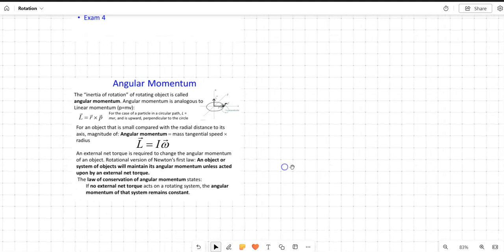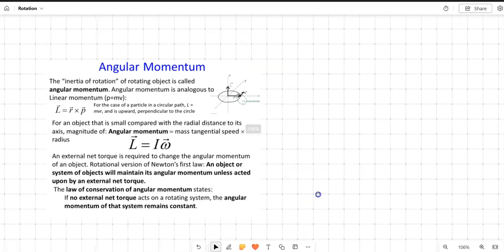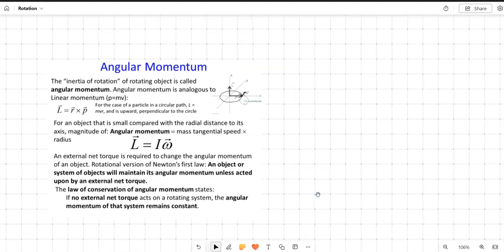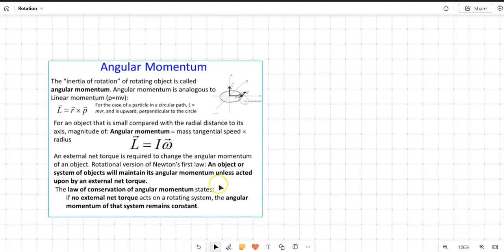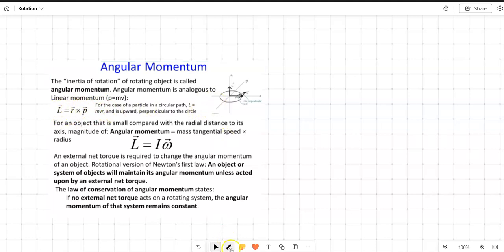And here we go. Rotational momentum is also referred to as angular momentum. Just like linear momentum, angular momentum is analogous to it. Where you have an M, you'll have an I, and where you have a V, you'll have an omega. But it all basically starts from this part right here. So let's talk about it.